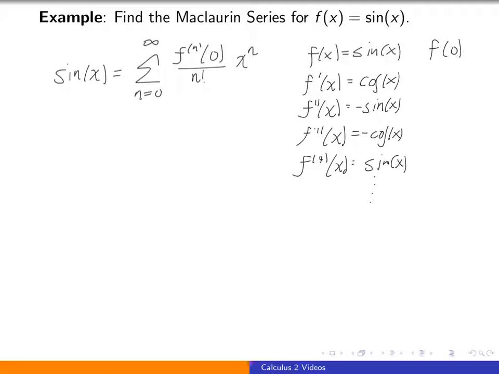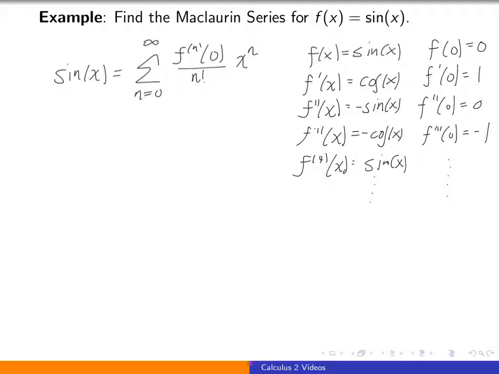And what we need to do is evaluate at 0. So f of 0 is 0. Cosine of 0 is 1. Sine of 0 is still 0. Cosine of 0 is 1, and because of that minus, we get minus 1, and so on.